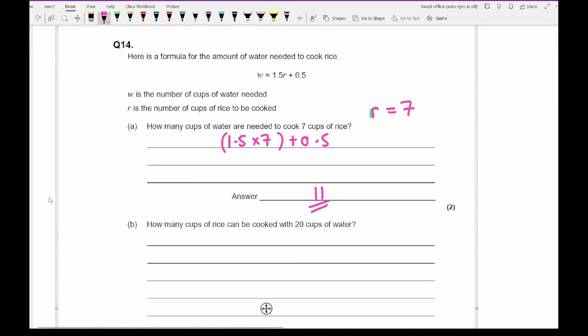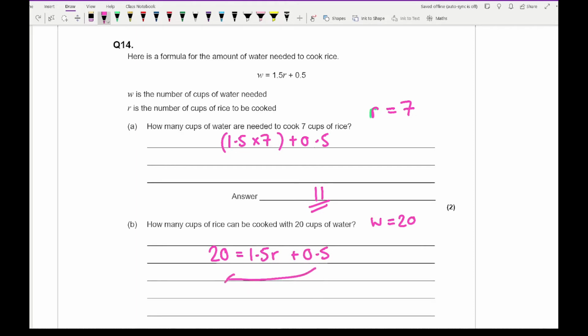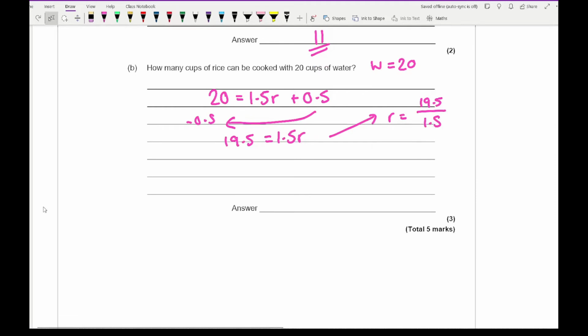So for this, what I've got to do is substitute W equals 20. So what I've got is 20 equals 1.5R plus 0.5. So what I've got to then do is solve this equation. I take the 0.5 over to the other side by taking it away. So 19.5 equals 1.5R. So then R equals 19.5 divided by 1.5, and if I work that out again on my calculator, it should give me an answer of 13.